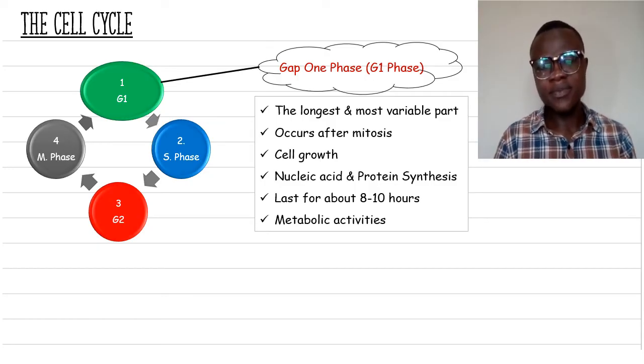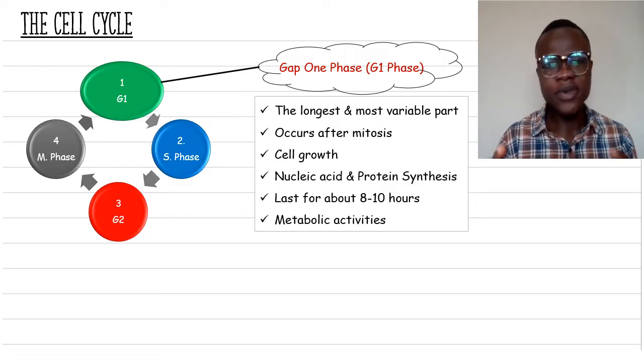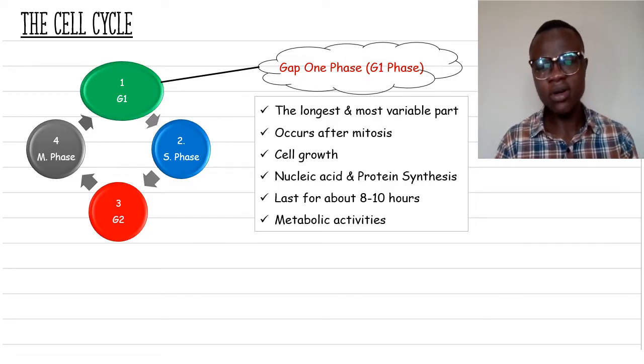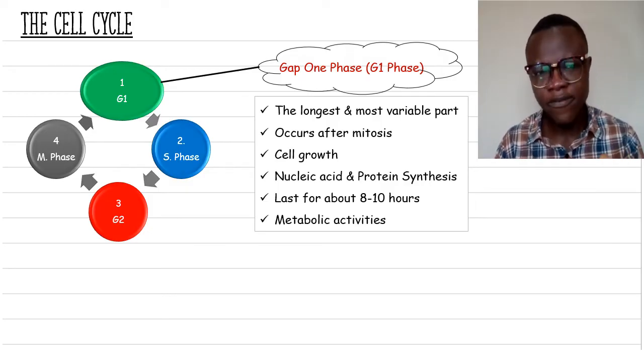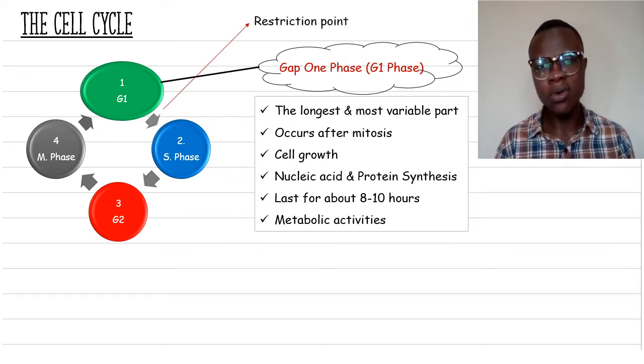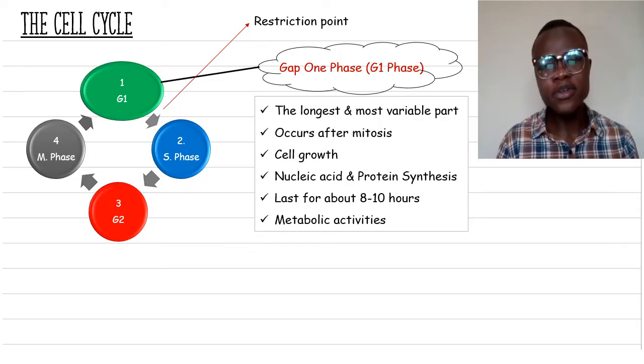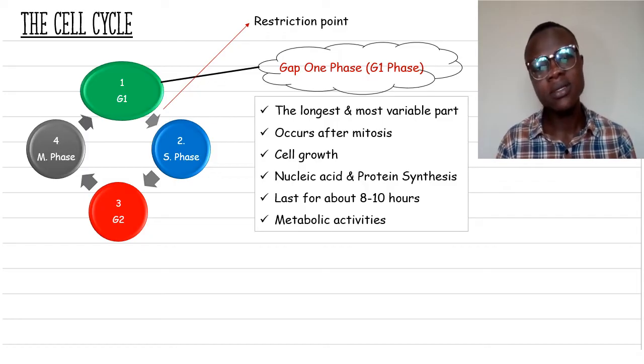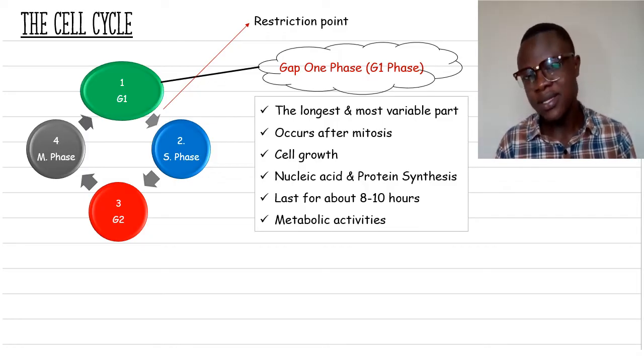With that now, there is a point that restricts the entry of cells from the G1 phase to the S phase. This is usually called the restriction point. So if a cell fails to reach this restriction point, it means that that cell will not enter the S phase, right? But however, there is also another thing.